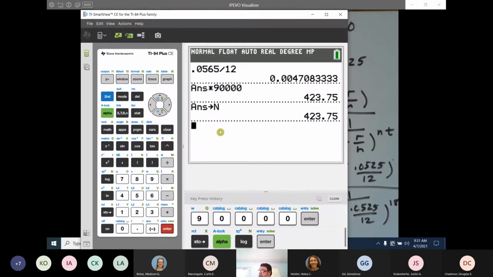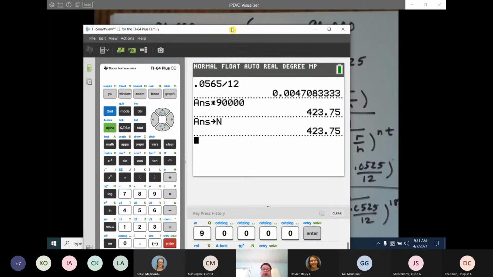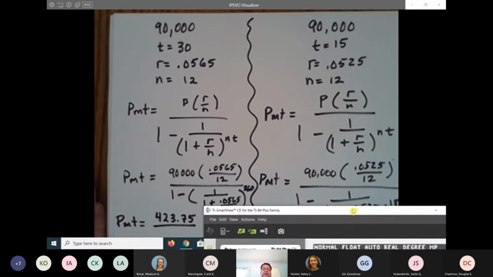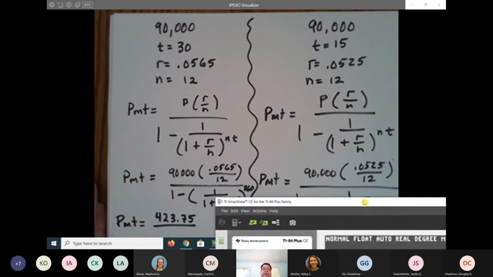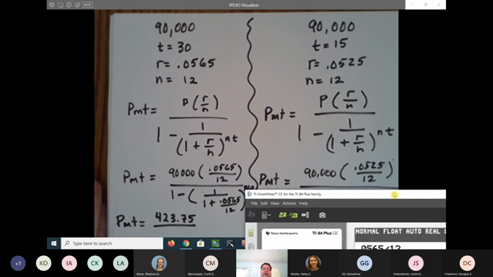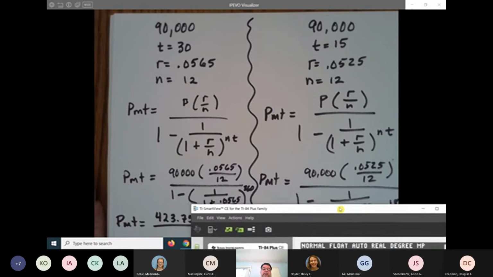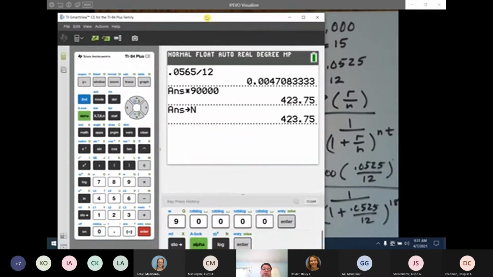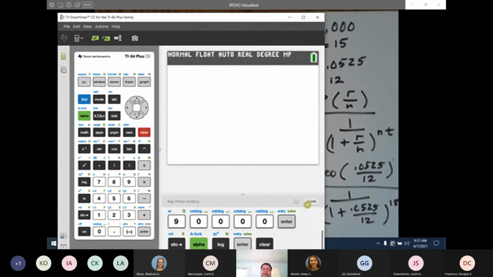All right, now let's do the bottom. First of all, I'm going to do the denominator, that 0.0565. I'm going to do that first, add it to 1, divide by 1, raise it to 360, and 1 minus that. So that's what I'm going to be doing. So 0.0565, let me clear all this.